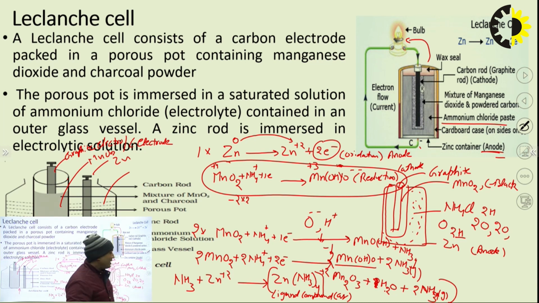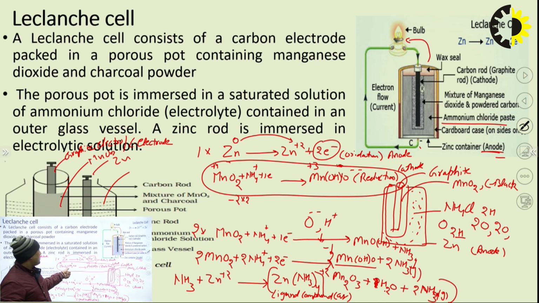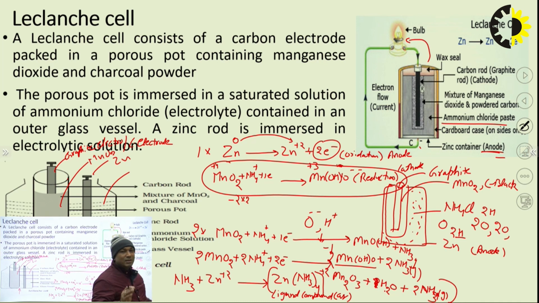The reactions I have already explained: zinc is converted into zinc ion, which produces 2 electrons. These 2 electrons are received by manganese dioxide, which interacts with the ammonium ion by receiving electrons. It is converted into Mn2O3, ammonia and water, and the cell continuously supplies electricity for a limited time period, and after that you just discard it and throw it.